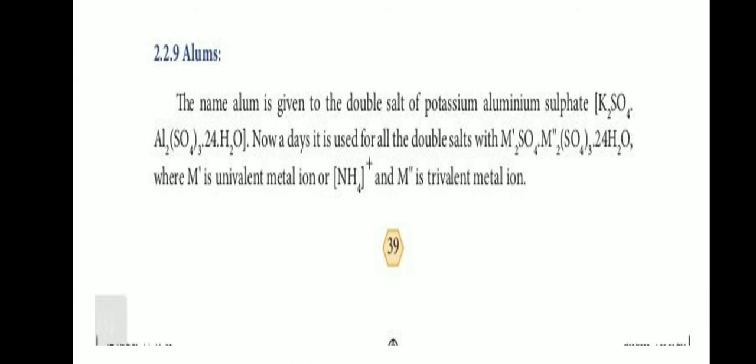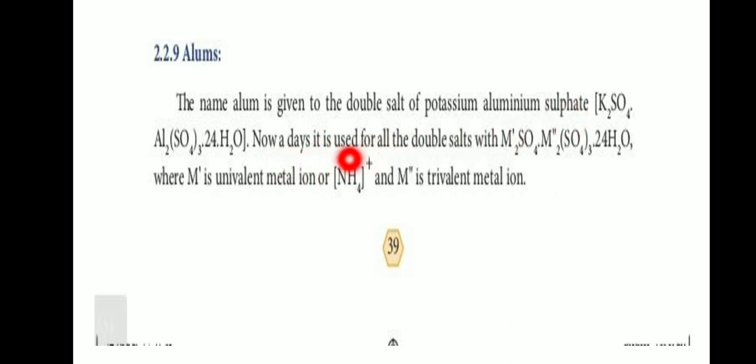Next one, a very important topic, alums. The name alum is given to the double salt of potassium aluminum sulfate, K2SO4·Al2(SO4)3·24H2O. It is called a double salt. The chemical name is potassium aluminum sulfate.